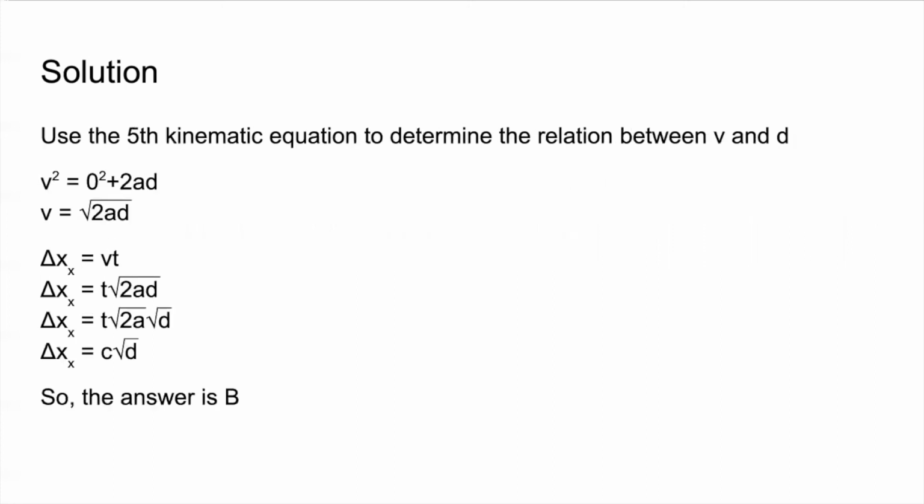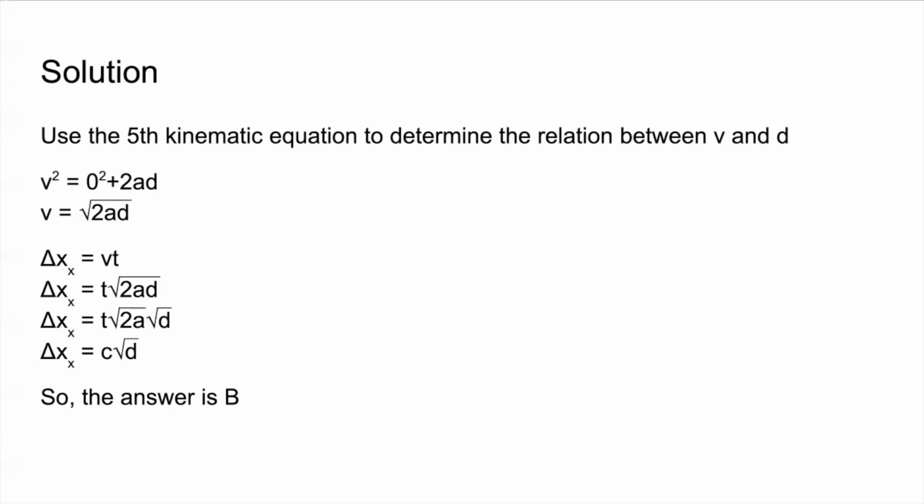So now we use the fifth kinematic equation to determine the relation between v, the velocity of the projectiles when they leave the cannon, and d, the distance the projectiles travel in the cannon. The final velocity is when the projectiles leave the cannon, so v squared equals 0 squared plus 2ad. Taking the square root, we get that v is equal to the square root of 2ad. And we know that the x distance is equal to v times t. And now we can plug in the value we determined for v to get that the x displacement is equal to t times the square root of 2ad.